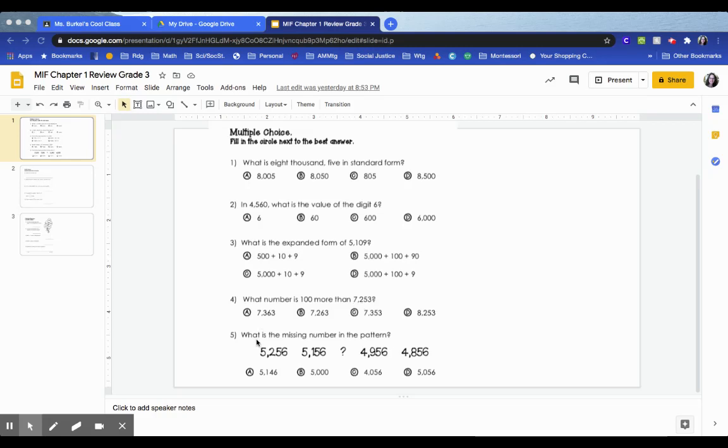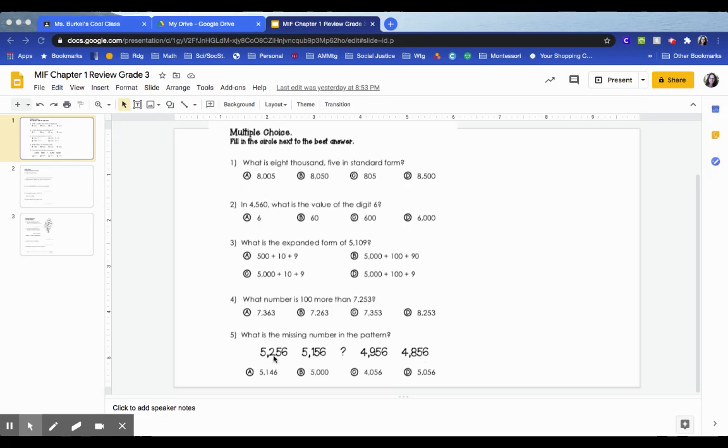Number 5, what is the missing number in the pattern? Well, let's first look for the pattern. We have 5,256, 5,156. What do you notice between those two numbers? Do you notice some numbers that are the same? I do. Here and here. Also 56, 56. Now let's look down at this end. The 56 continues to be the same.